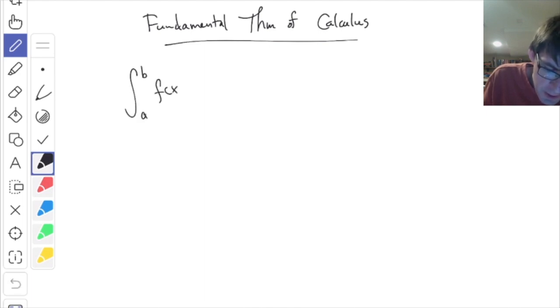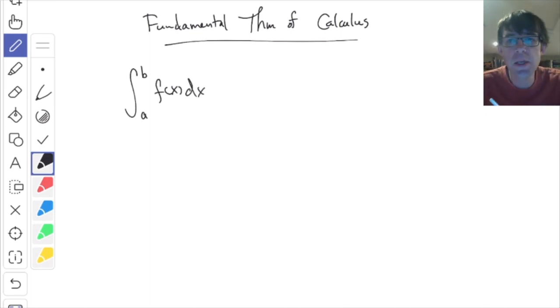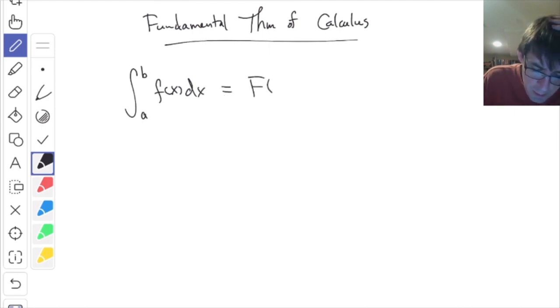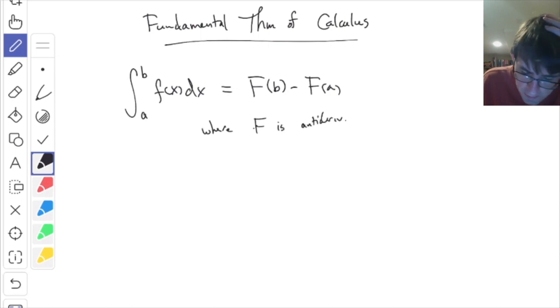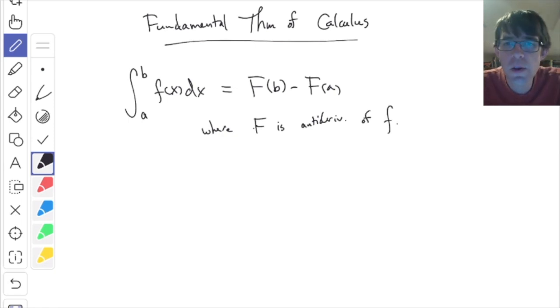It says the definite integral from a to b of f of x dx, that is the area under the curve from x equals a up to x equals b, equals big F of b minus big F of a, where the big F is the antiderivative of the little f. All right, this is called the fundamental theorem of calculus.